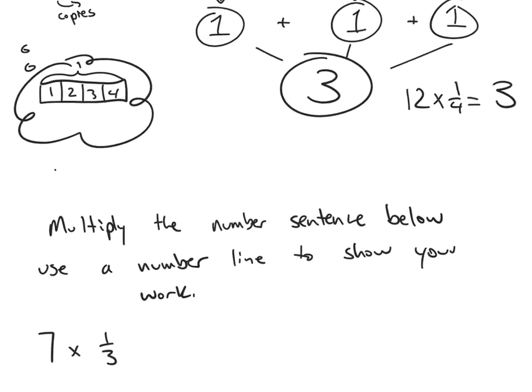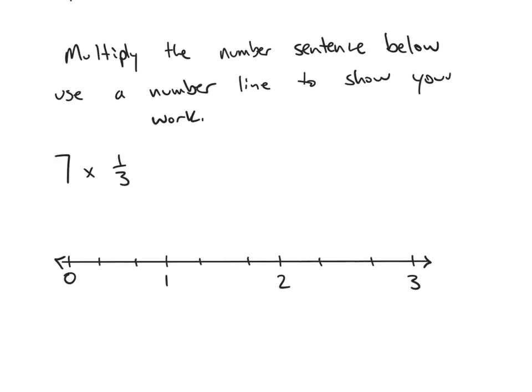One final strategy, and this one's a little more visual, is we can use a number line to show the multiplication of unit fractions and get our answer of a mixed number or a whole number. So in this problem, I'm going to be demonstrating this strategy using the equation 7 times 1/3.